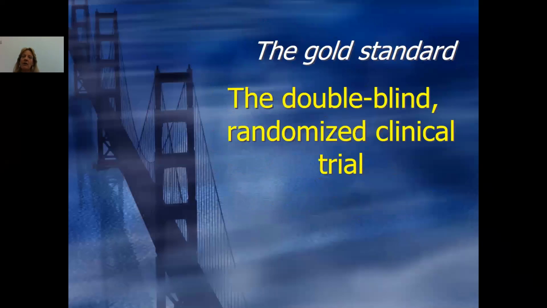Now, when you're talking about design, the gold standard is the double-blind randomized clinical trial. So what does that mean? Two groups. Randomized, and so the interventions can be given without knowledge that should impact the outcome. So I'm thinking of one right now that's a really good example.